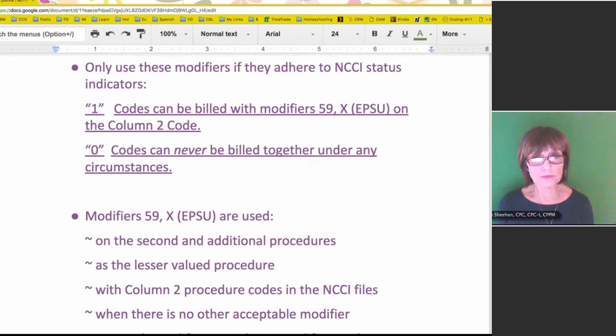And with column 2 procedure codes, they're listed in the National Correct Coding Initiative. If it says 1, then you can add the modifier 59 or any of the X modifiers to the second column procedure code. And you also would use them if there was no other acceptable modifier. I'll show that as we move forward, what that would mean.